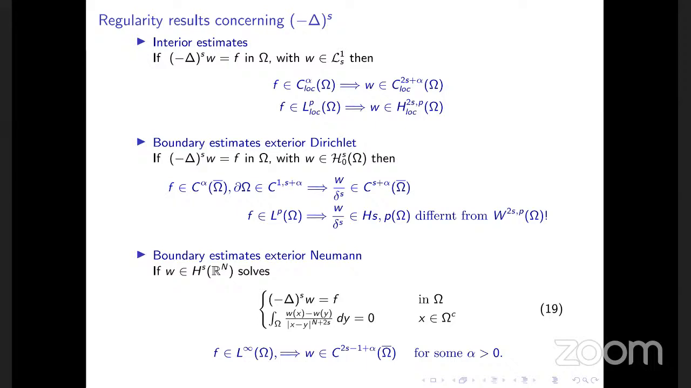And of course, one should expect more than this, in my opinion, but this will come when one can prove the rigidity result, namely the classification of the solutions in the half space. Then I think that would be a very good step in order to see that one should in fact obtain more than 2s minus 1 plus alpha. This is really not optimal.